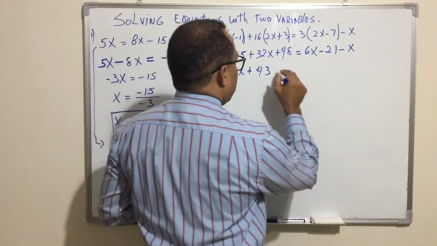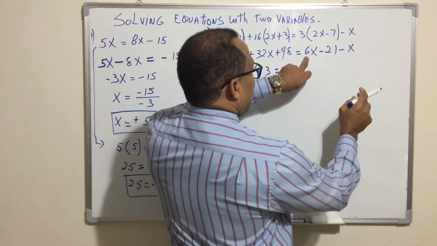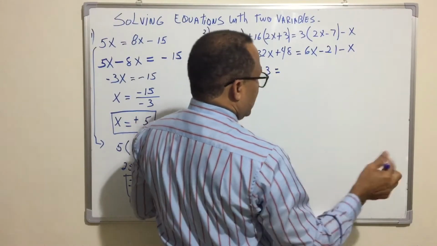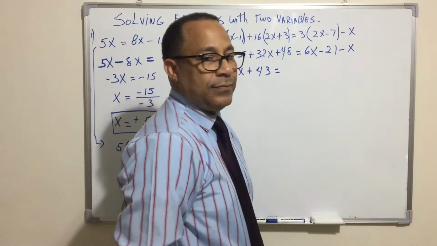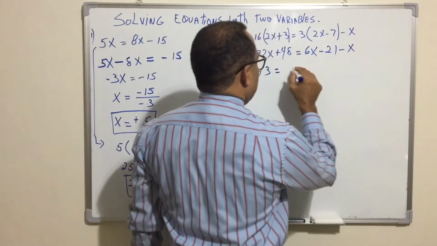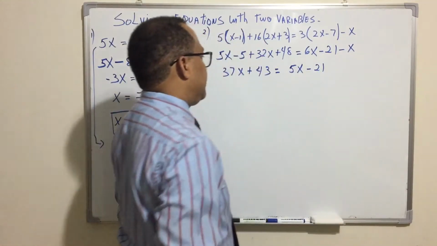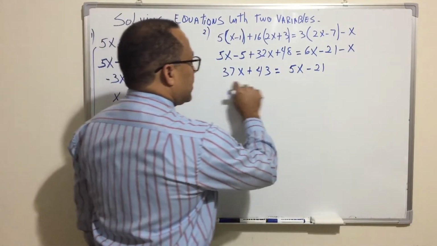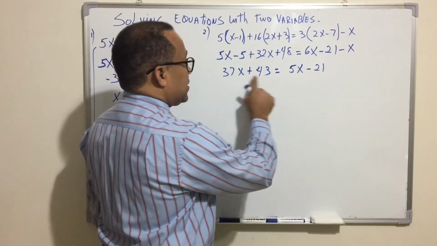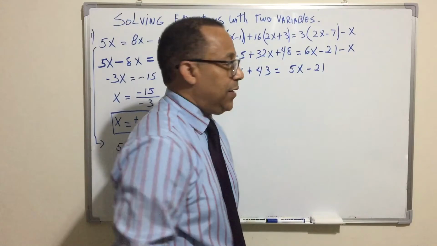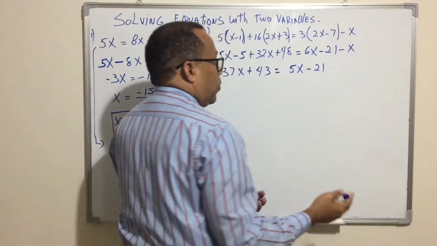I'll continue with the next side. Equals, like terms, yes, these two, 6x and negative x, which is 6x minus 1x. 6x minus x equals 5x, and bring down the negative 21. Do we have any like terms on this side? No, we do not, because this is 37x and this is 43, no x. Do I have any like terms on this side? I do not. So what do I do?